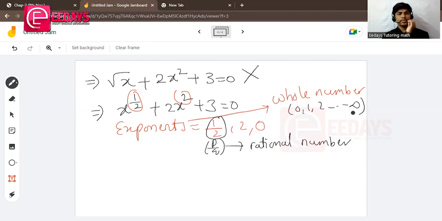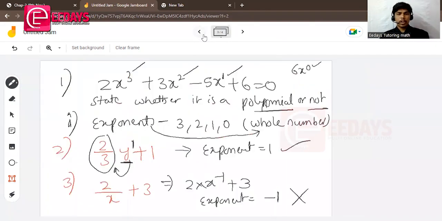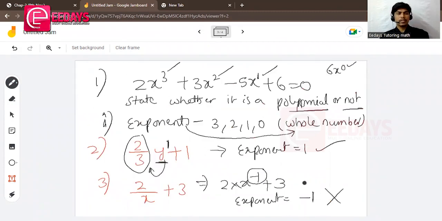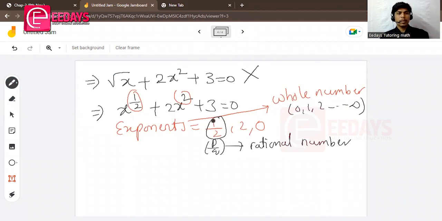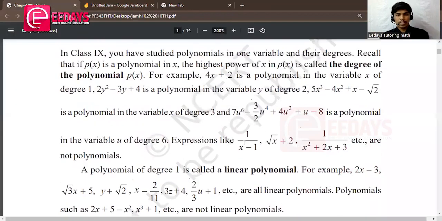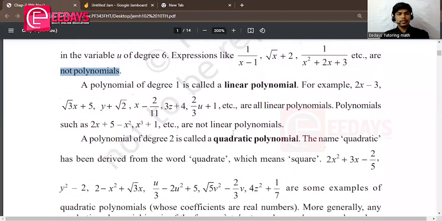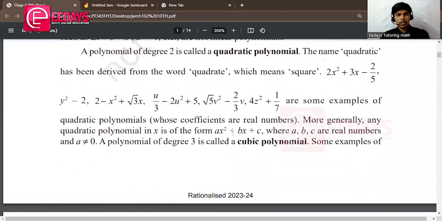I hope you understand. In the previous one, it is not a polynomial because power minus 1 is there. Now here it is in the form of p by q, so it is a rational number. It does not satisfy the condition of whole number. That's why we eliminated it like this. So these are some of the examples they gave. They are not polynomials: 1 by x, 1 by x minus 1, root x plus 2, and what we just discussed, 1 by x square plus 2x plus 3. All are not polynomials. All right, let's move on.